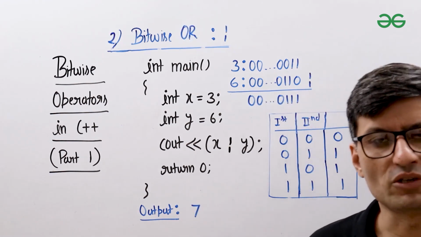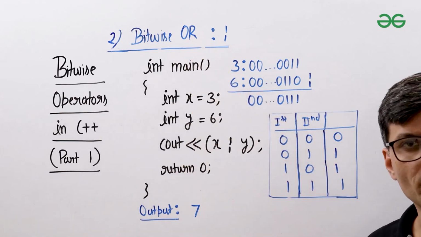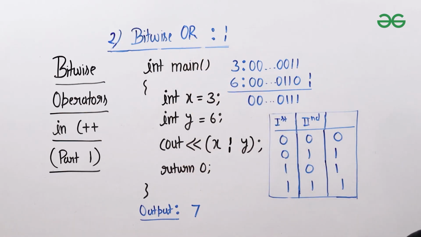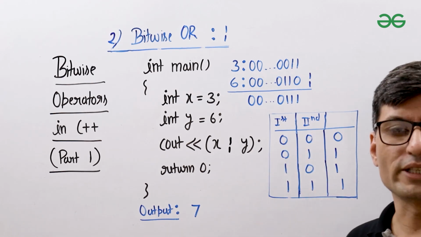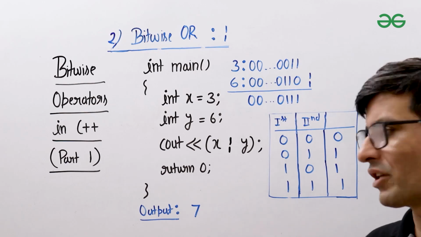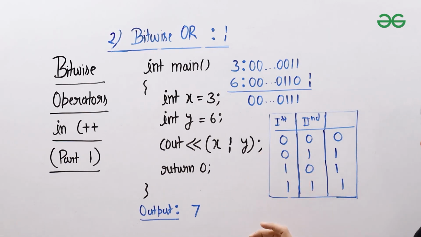Let's now talk about our next bitwise operator, which is bitwise OR. In case of bitwise AND, output was 1 only when both bits were 1. In all 3 other cases, we had output as 0. Here we have output as 1 in 3 cases and output as 0 only when both the bits are 0. So the OR operator says that if either the first or the second bit is 1, then the output is going to be 1. That's why it's called the OR operator. So 0 1 gives 1, 1 0 gives 1, 1 1 gives 1.